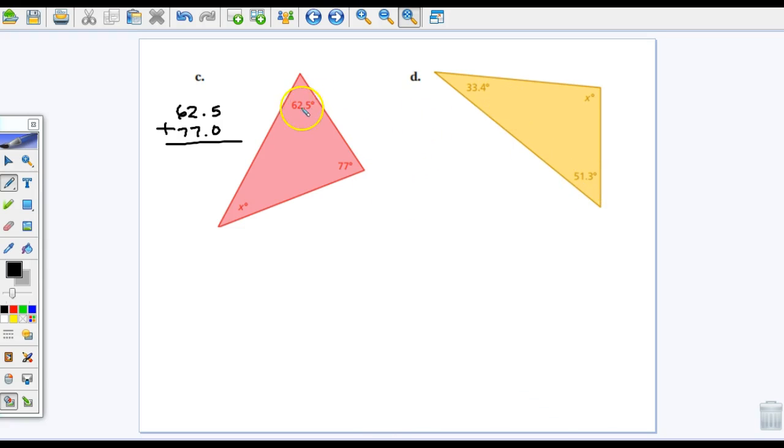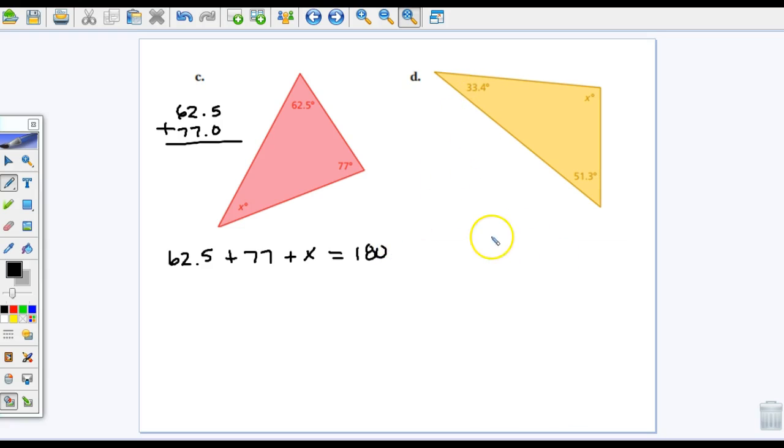I'm going to go ahead and ask you to copy this down, write up your equation, and then solve these problems. Once you're done solving, go ahead and push play again and check your answers. So you're going to push pause and then come back. All right, lovely. Well, I'm going to do these together. I'm going to go ahead and write up both of these equations first. I have 62.5 plus 77 plus x is equal to 180.